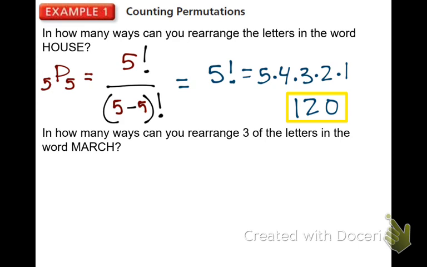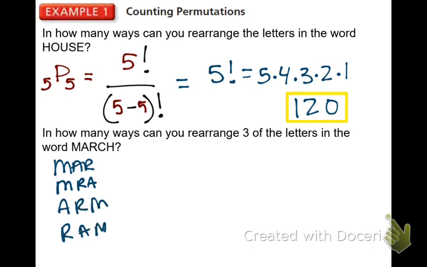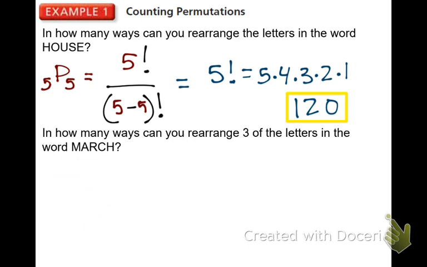In how many ways can you rearrange 3 of the letters in the word March? This means you could do M-A-R, you could do M-R-A, you could do A-R-M, you could do R-A-M. You could even move on to different letters, C-H-M, M-H-C. Does everyone see? So there are many, many ways. How many letters are there total that we're picking from? 5. How many of them are we actually rearranging? 3 of them.